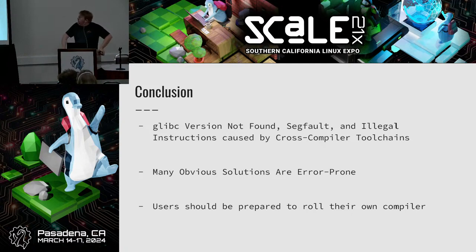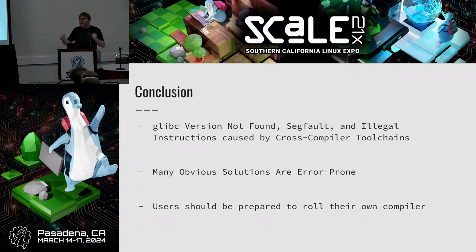So, conclusion. glibc version not found, segfault, and illegal instructions are caused by the cross-compiler and toolchains. It's that versioning mismatch problem that we just saw. Many of the solutions that I tried are error-prone. They seem like the simplest solutions: install a package that is just download and go, install something from apt, just run your cross-compiler. And none of them seem to work.